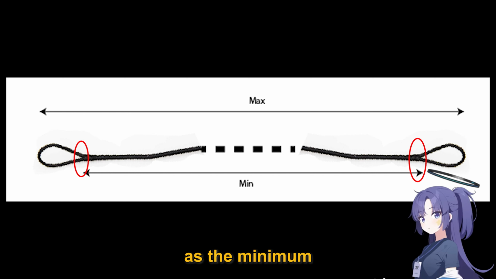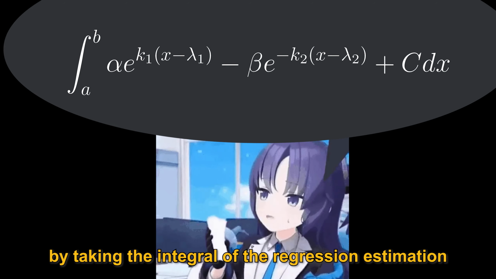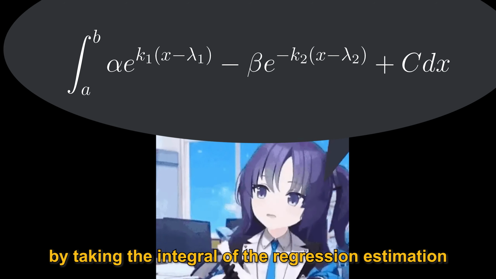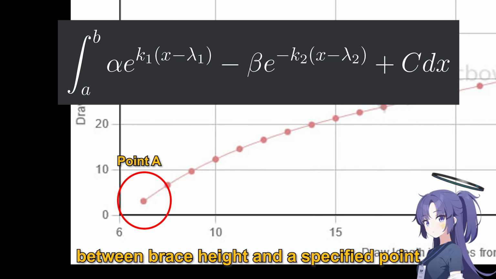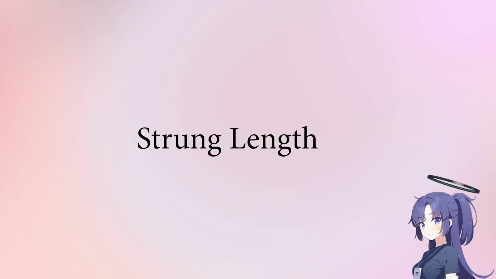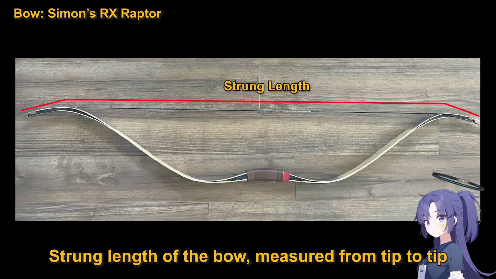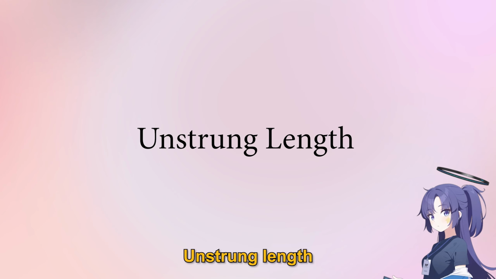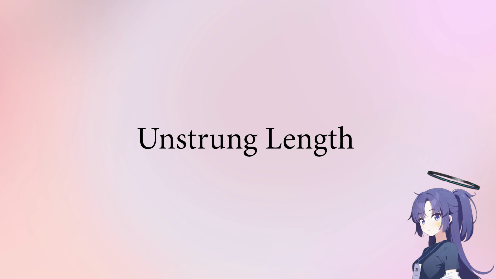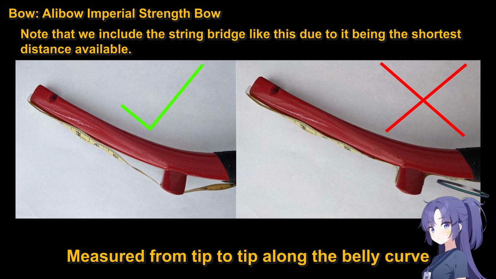Stored energy. Calculated energy stored in the bow by taking the integral of the regression estimation of the draw force curve between brace height and a specified point. Strung length. Strung length in a bow measured from tip to tip. Unstrung length. Unstrung contour length of the bow measured from tip to tip along the belly curves.